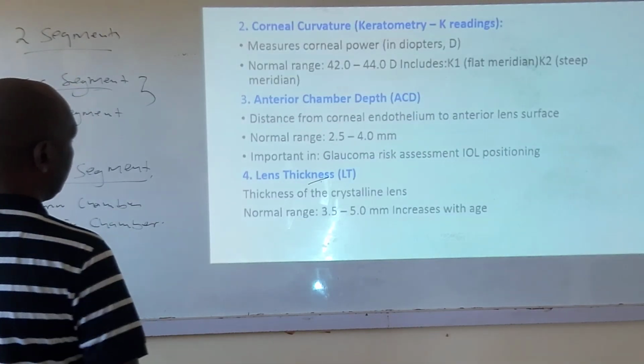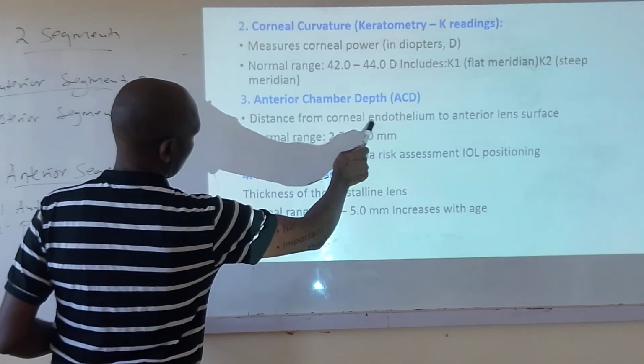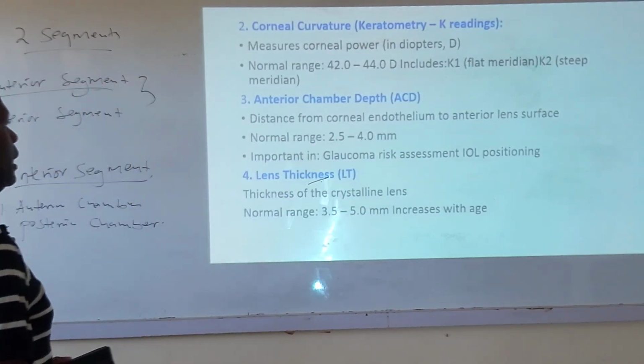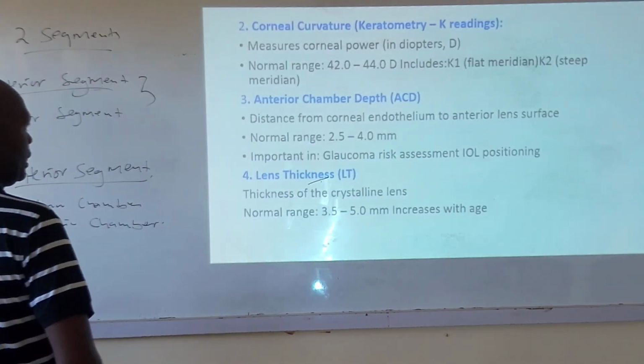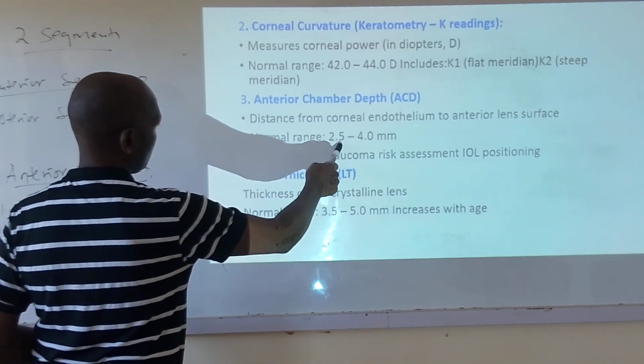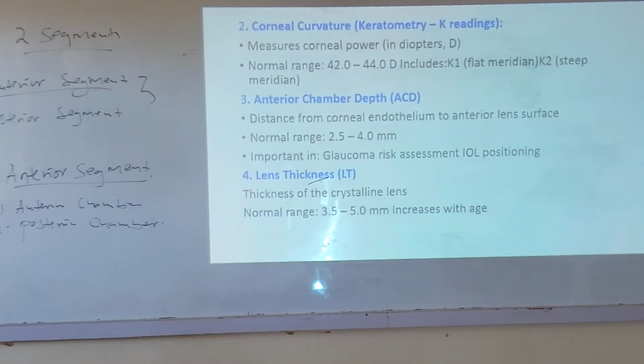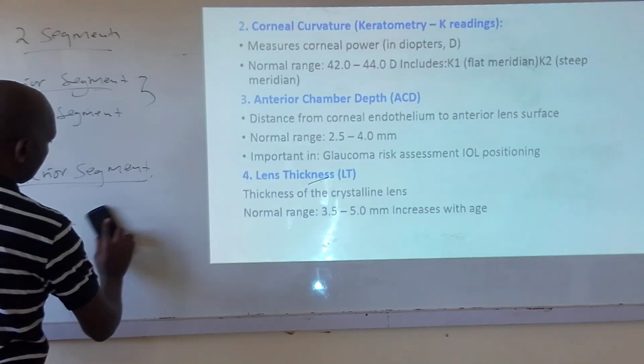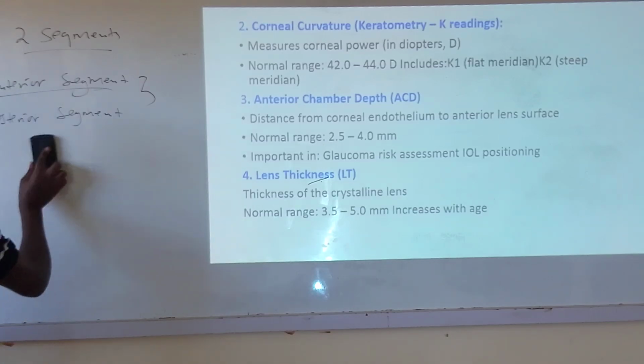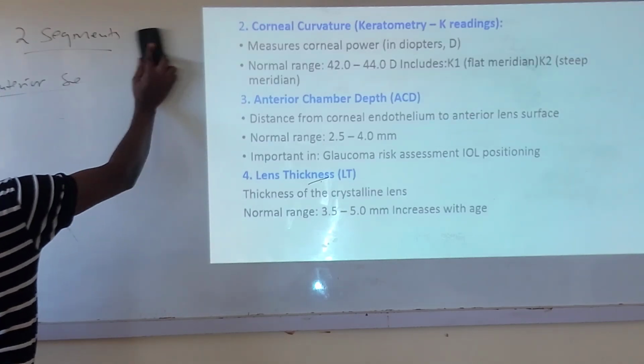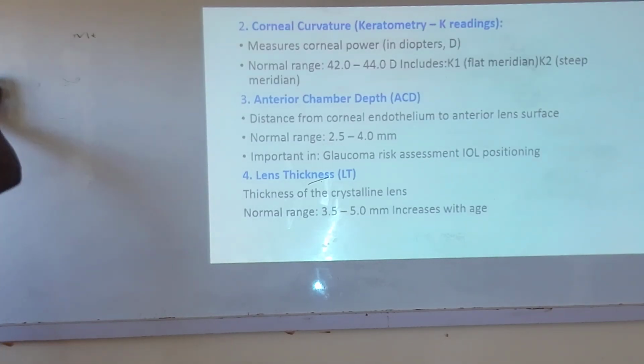So the anterior chamber is the distance from the cornea endothelium to anterior lens surface. The normal range is 2.5 to 4.0 millimeters. So this anterior chamber is very important because it is usually assessed to diagnose things like glaucoma.